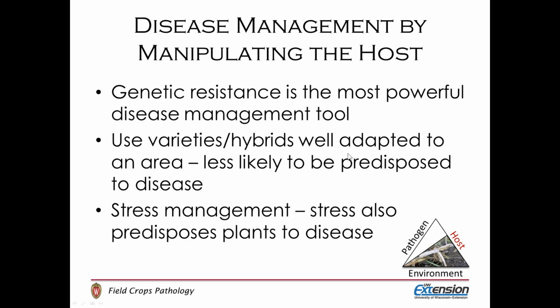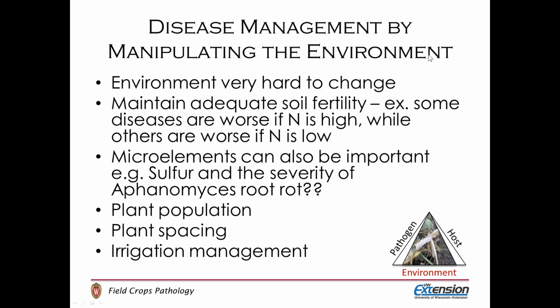Also use varieties that are well adapted to your area. Not only do we need to have some genetic resistance, but we also have to have varieties which are well adapted to the area so they aren't predisposed to disease. Plants can become stressed, just like you and I, and when a plant is under some environmental stress, that will predispose that plant to disease. And so you want to choose things which have the correct growing degree day units for your area, the right maturity groups, and those sorts of things.